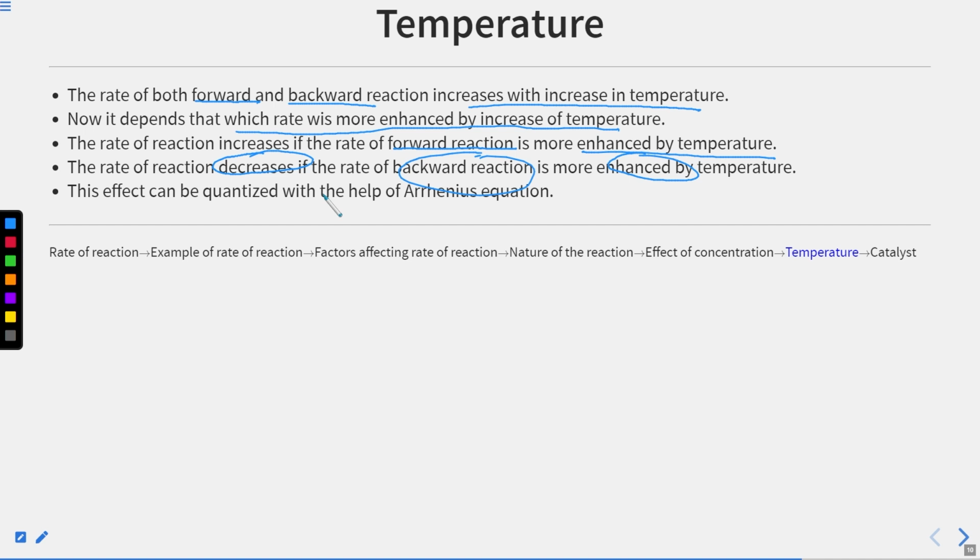I want to say that if the rate of forward reaction is more increased than the backward reaction due to increase in temperature, then the rate of reaction will increase. And if the rate of backward reaction is more increased than the forward reaction, then the rate of reaction would decrease. Now, this will be quantified with the help of the Arrhenius equation. The first thing you have seen quantified was the rate law. That was quantifying our concentration effect. Now, this Arrhenius equation will quantify our temperature effect.